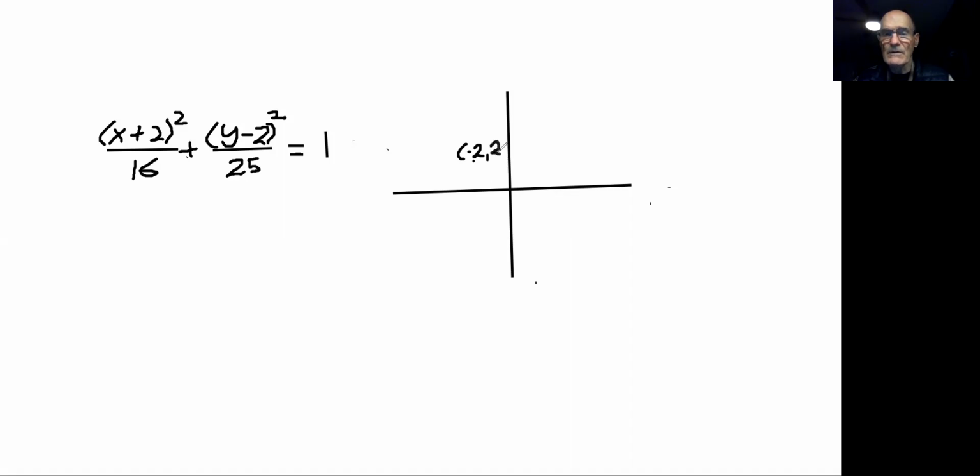That's the center, okay? Now, what you do when you graph your ellipse, you look at the number. The number under the x coordinate here, or the x term, is 16.